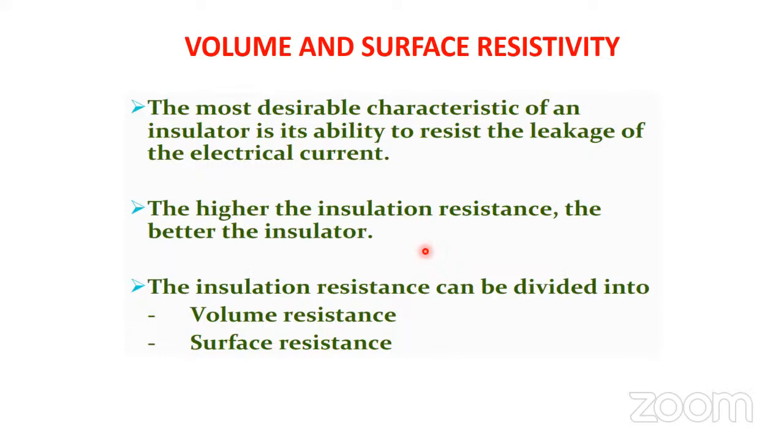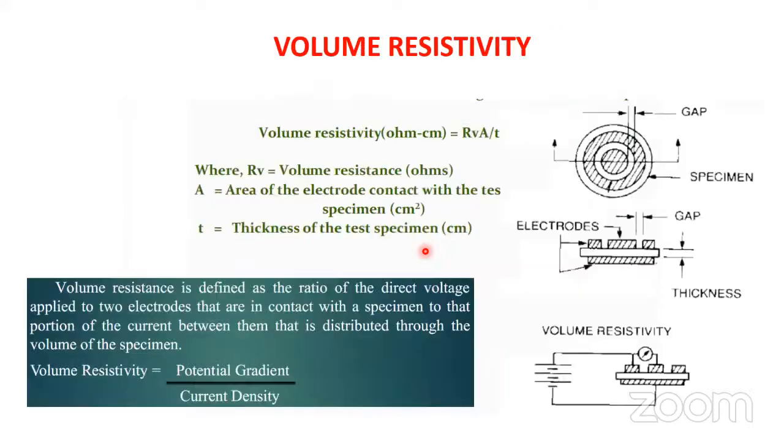The most desirable characteristic of an insulator is its ability to resist the leakage of electrical current. Whatever insulation we put on electrical wires should not have any leakage of electrical current. The higher the insulation resistance, the better the insulator. Insulation resistance can be divided into volume resistance and surface resistance.